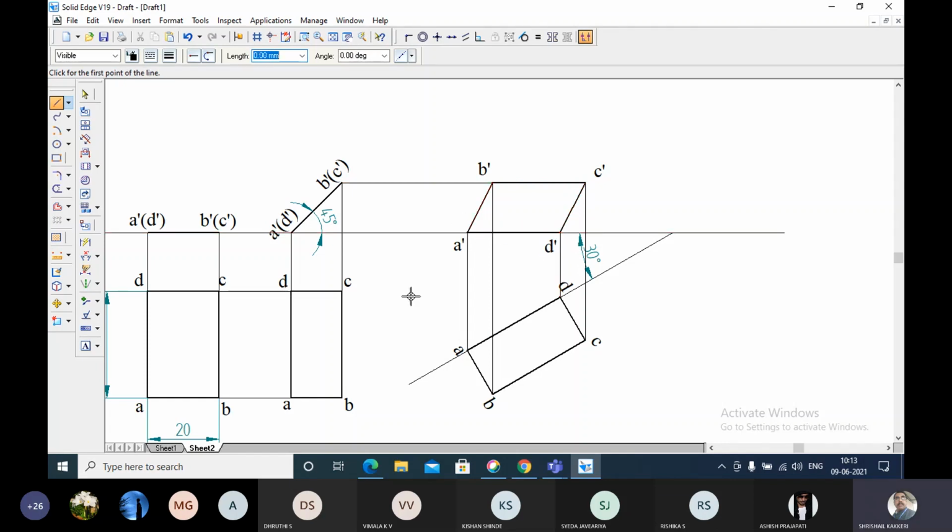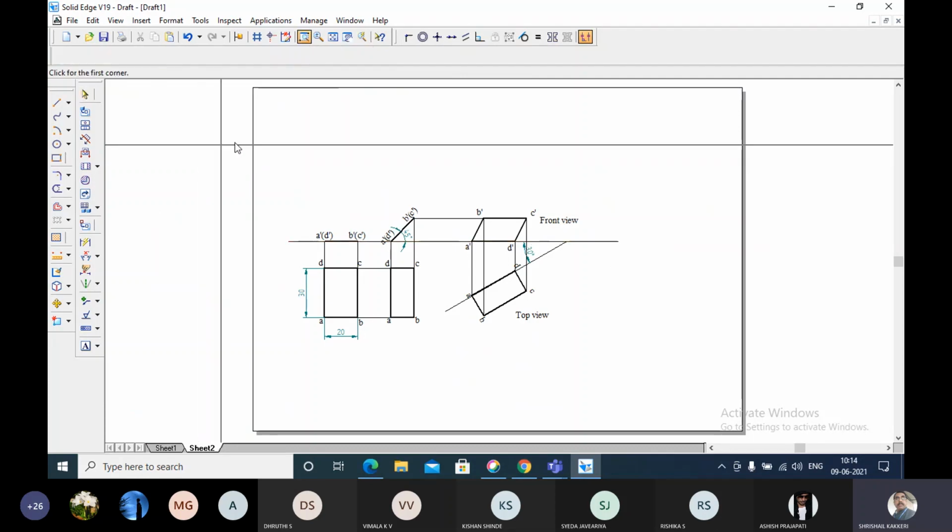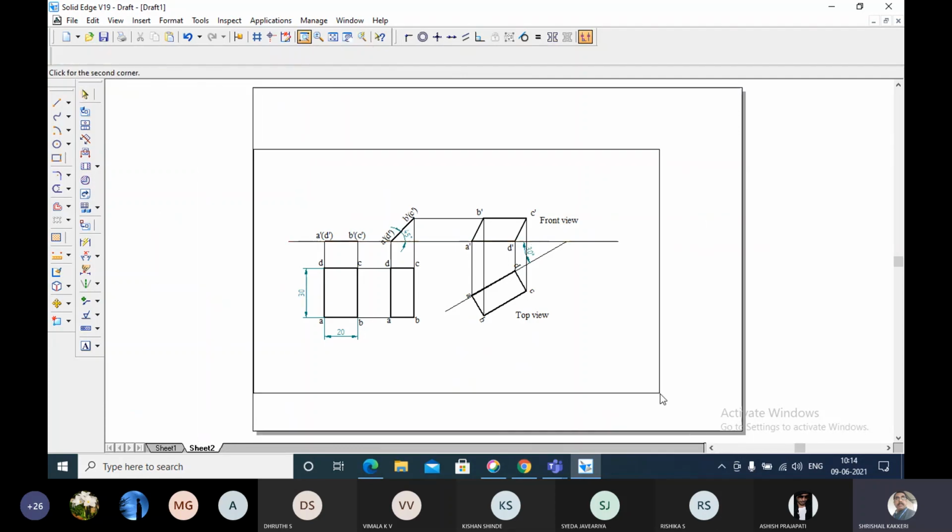This is the final one. And now one can even write here, it is the top view. Top view you can write, and you can write it is the front view. Final front view and final top view. And you have written all the dimensions, right? And you have not written the XY line, all this. So the XY line should be written.